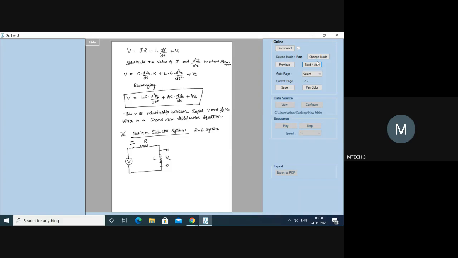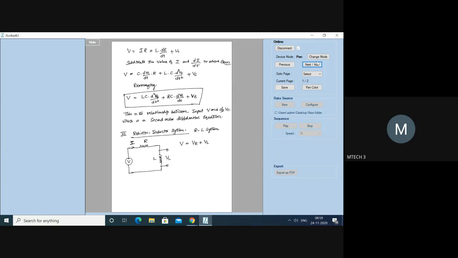Next is what? As per the KVL law applied to the loop, V is equal to, what is V now? What is V? Tell me. V is equal to VR plus VL. Okay, right. Correct or what?